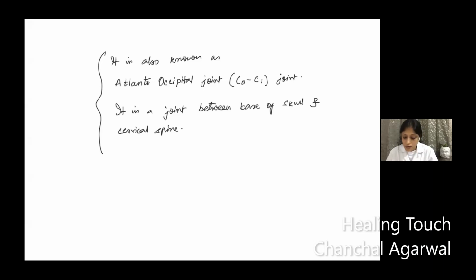इसके बगल में भी लिख लो. हाँ, इसके बगल में भी स्टार मार्क देकर लिख लो. कौन से जॉइंट की बात कर रहे हैं हम? ये था एटलांटो ऑक्सीपिटल और ये है एटलांटो एक्सियलिस.